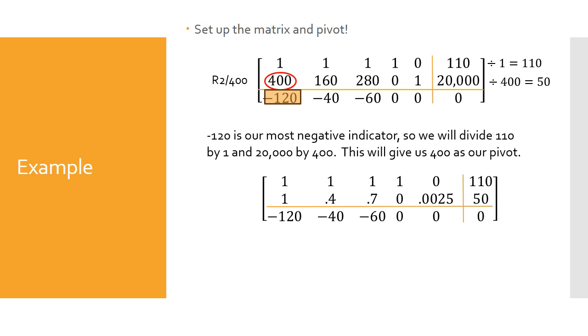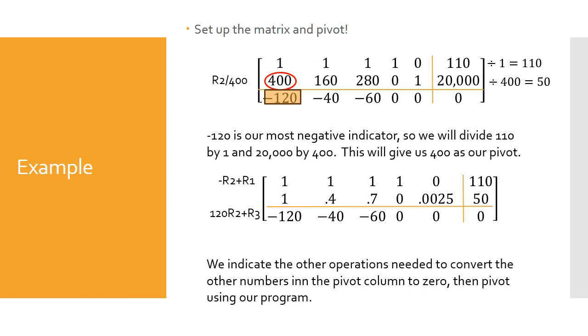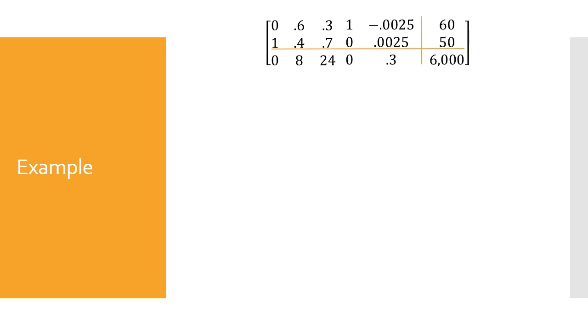The next thing we need to do is to change the first column entries in row 1 and row 3 to 0. In order to do that, we're going to multiply row 2 by negative 1 and add row 1. And we'll multiply 120 by row 2 and add it to row 3. Now remember, you need to write that down on your paper, but you may use your program to do the actual pivoting. When you pivot, you're going to get a matrix that looks like this. Now we are finished pivoting.